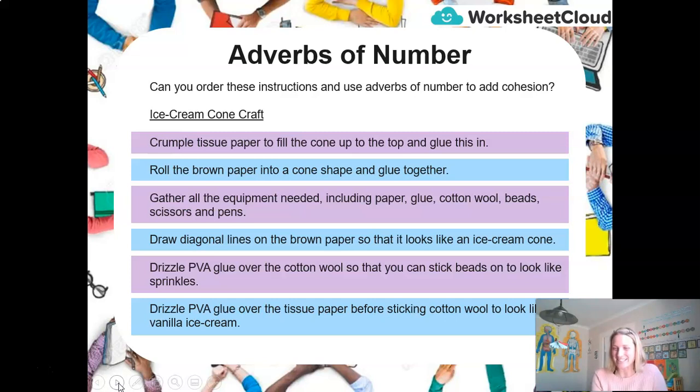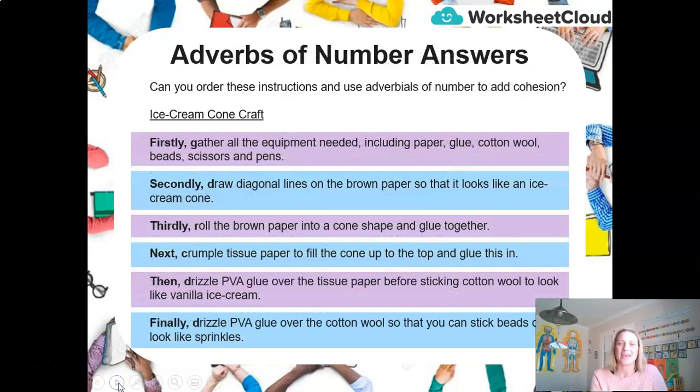Okay, you ready for the answers? Well, for my answers, remember there is more than one correct way of doing things. Okay, here we go. This is what I had. Firstly, gather all the equipment needed. That's obvious. Then I have secondly, draw diagonal lines on brown paper. I want to do that before thirdly, rolling the brown paper into a cone shape. Next, crumple tissue paper, then drizzle PVA glue over the tissue paper. Finally, drizzle PVA glue over the cotton wool.